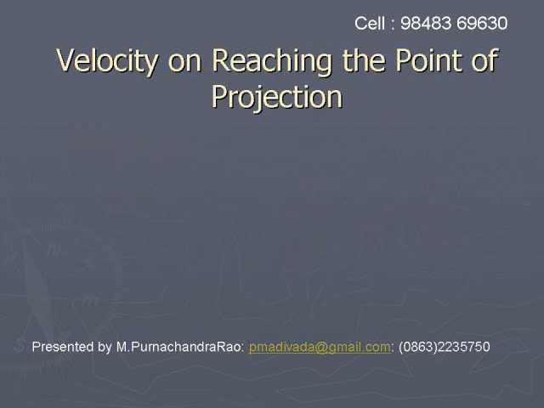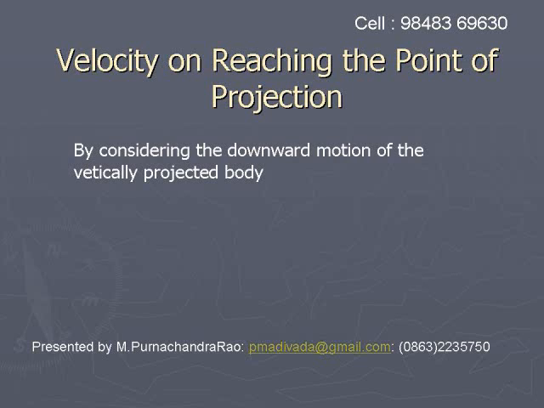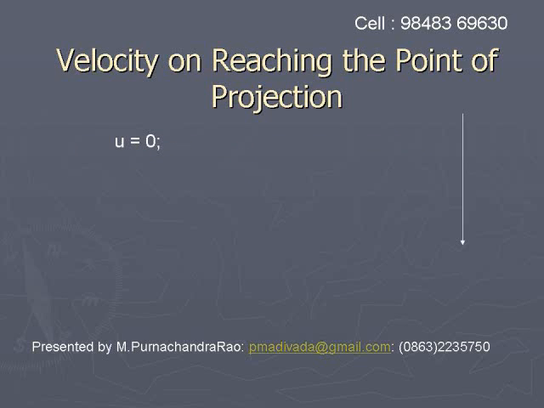Velocity on reaching the point of projection. This can be calculated by considering the downward motion of the vertically projected body. That means the body is traveling from maximum height to the ground, so it can be considered as a freely falling body. So its initial velocity u is equal to 0.